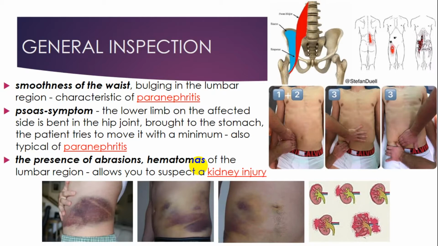Psoas symptom can be shown as the lower limb on the affected side being bent in the hip joint and brought to the stomach. The patient tries to move it as little as possible, also typical for paranephritis. In this situation, the psoas muscle is affected. The presence of abrasions and hematomas of the lumbar region, as you can see here, may be a sign and suspected symptom of kidney injury or trauma.